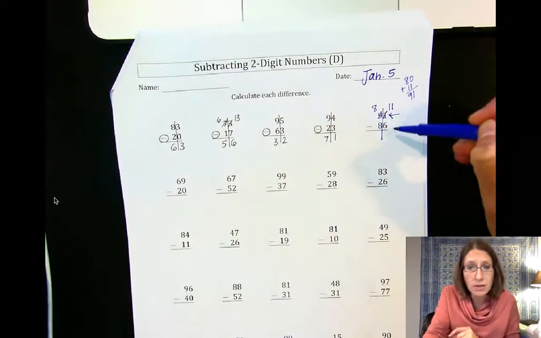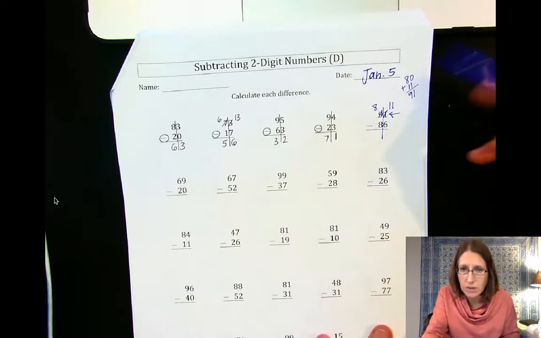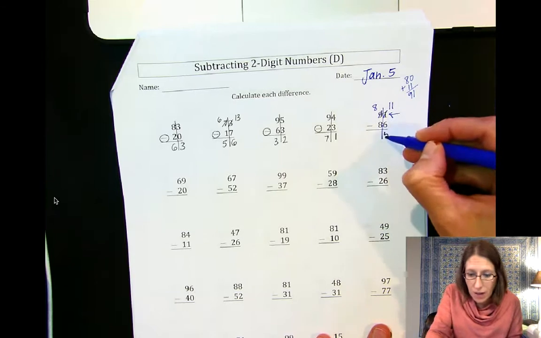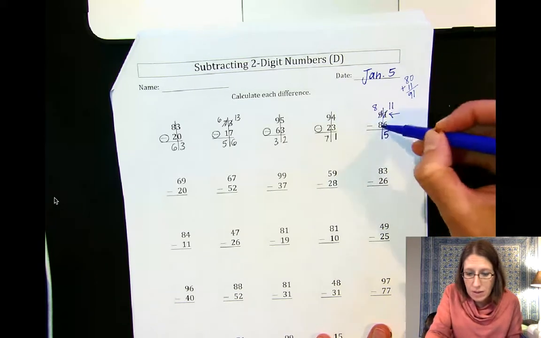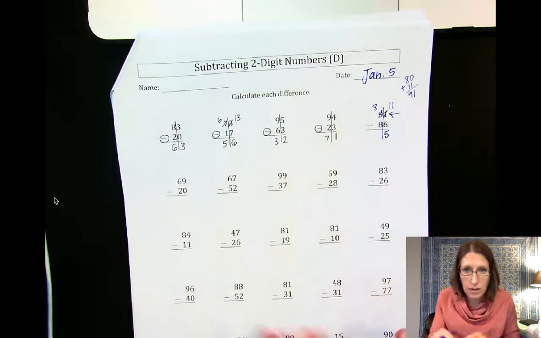Yeah, so we're not really changing the number. We're just giving it a different name. We're renaming it or regrouping it. We're giving it a different group. All right, now we can do 11 minus 6 is 5. And 8 minus 8 is 0. So if you want to put that 0 there, you can. Otherwise, you don't really need to.